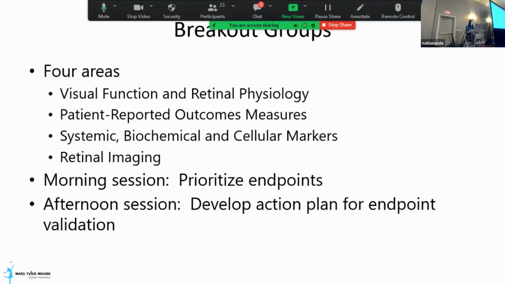And so as such, we have 4 scribes in our breakout groups. Cindy Kai from Hopkins is going to be working with the patient-reported outcomes measures. Ruman Sachana will be working with the retinal imaging group. Ward Fickweiler from Joslin will be doing systemic biochemical and cellular markers. And Tianen Tan from Singapore will be scribing for our visual function and retinal physiology group. So they will be taking down all of your comments, and then we'll look forward to synthesizing those comments in reporting sessions right after the groups.